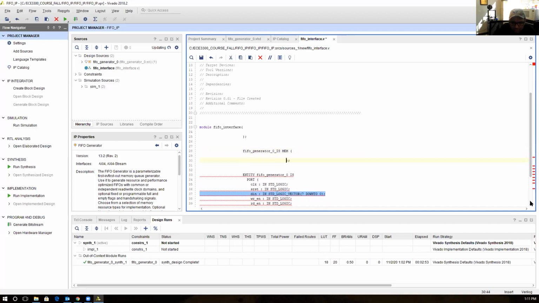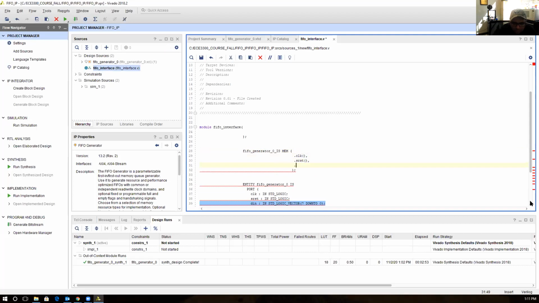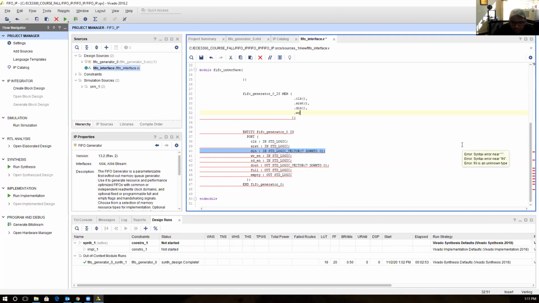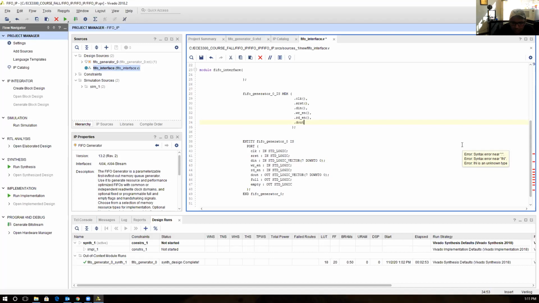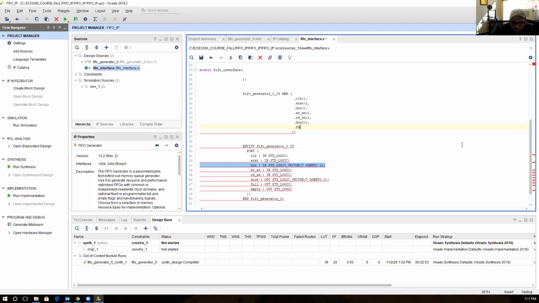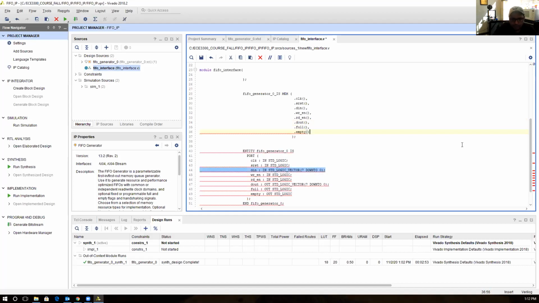Then you can just go ahead and say clock, SRST, then write enable, and the out, and full, and empty. Sounds good. Then we'll go here and just make what?